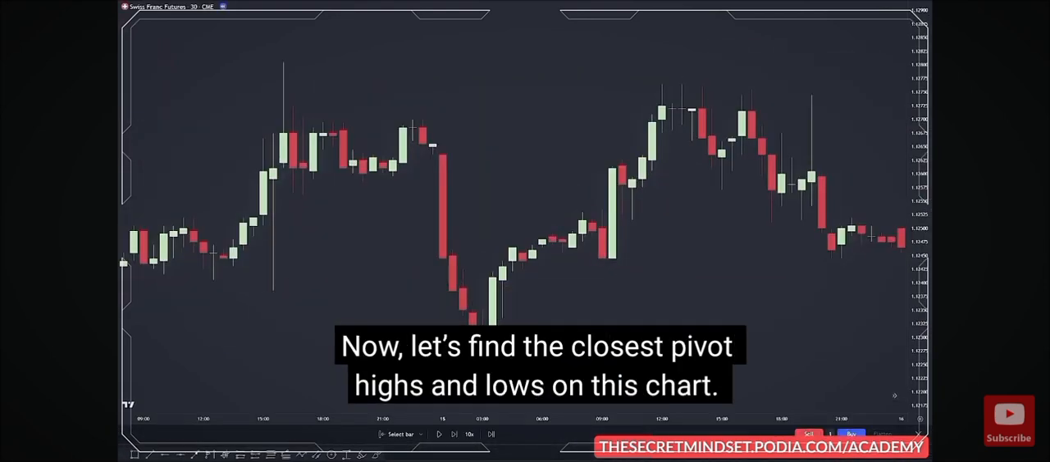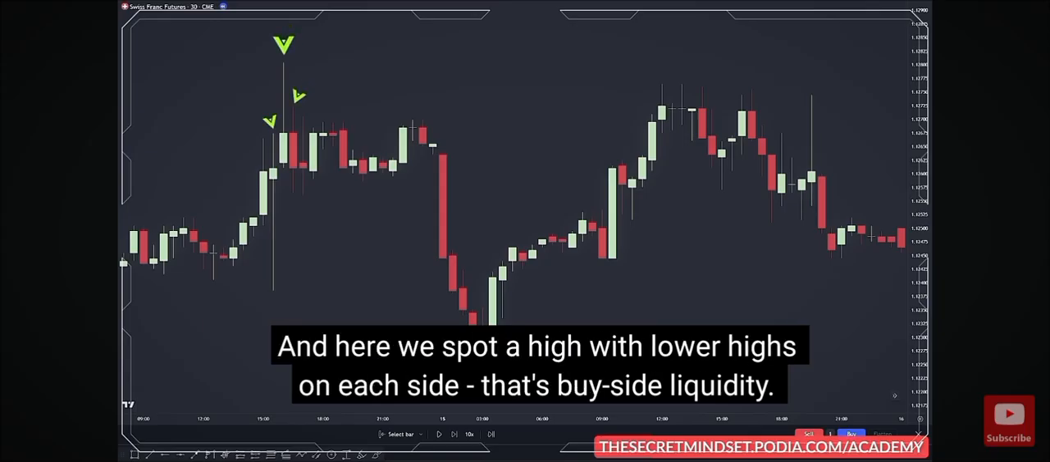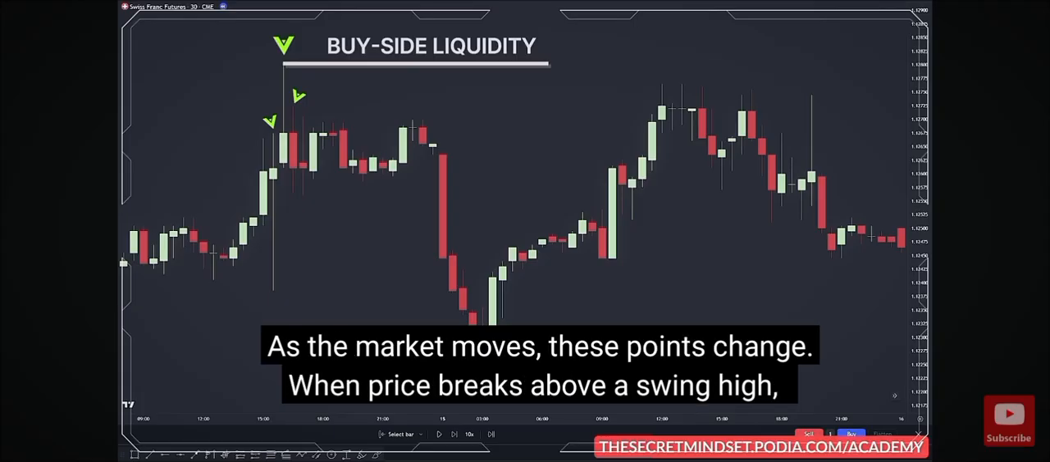Now let's find the closest pivot highs and lows on this chart. We see a low point with higher lows on each side. That's sell-side liquidity. And here we spot a pivot high with lower highs on each side. That's buy-side liquidity. As the market moves, these points change.